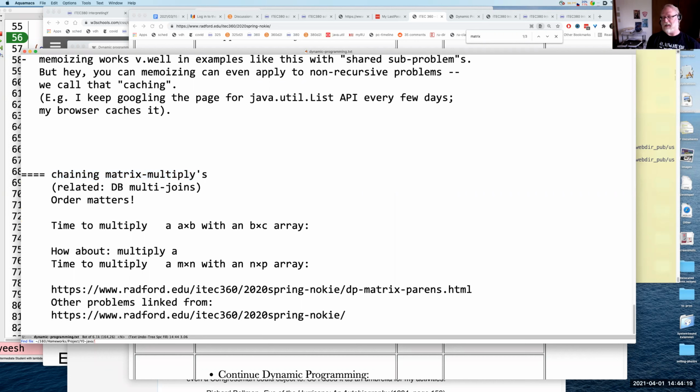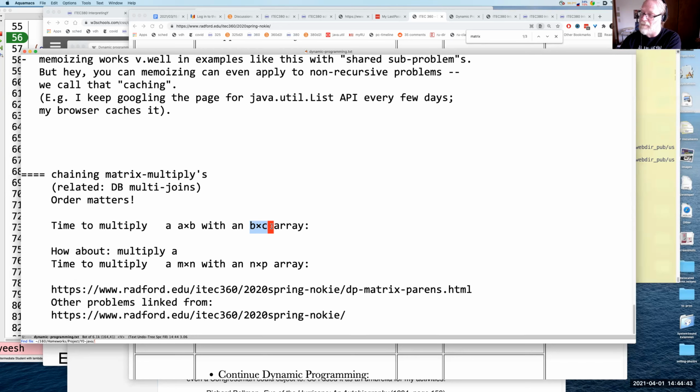How long does it take to multiply a matrix that is A by B with another matrix that is B by C? I'm going to go over to my scratch paper here. So remember how matrix multiplication works. I'm going to switch over to my webcam view, and remember how matrix multiplication works.